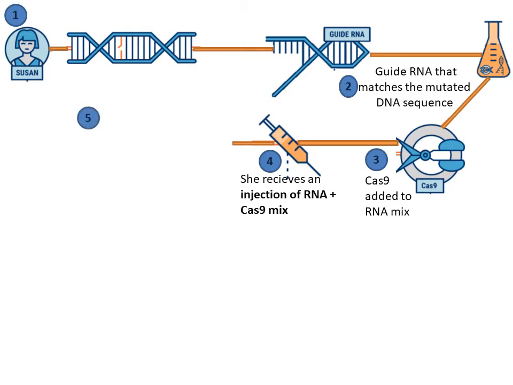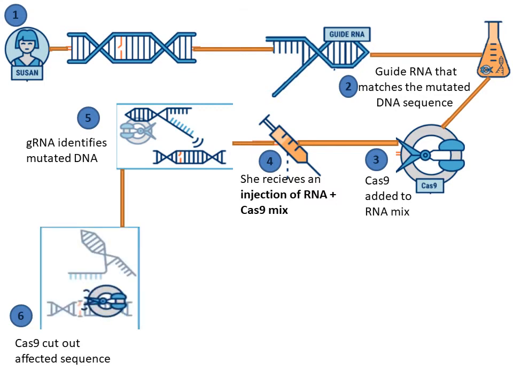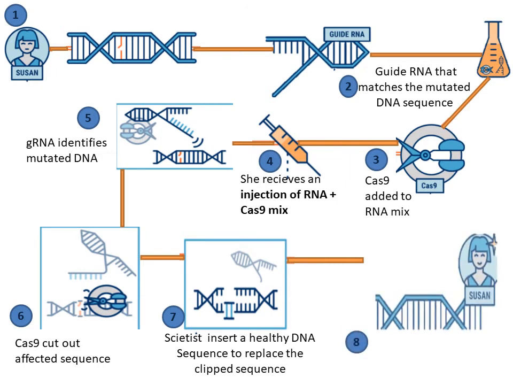Then the guide RNA identifies the mutated DNA that causes sickle cell anemia. Then Cas9 cuts out the affected sequence. Scientists insert a healthy DNA sequence to replace the clipped sequence. Lastly, if all goes smoothly, Susan no longer suffers from sickle cell anemia and it results in a new healthy DNA strand.